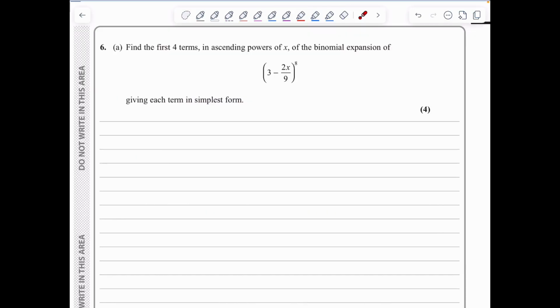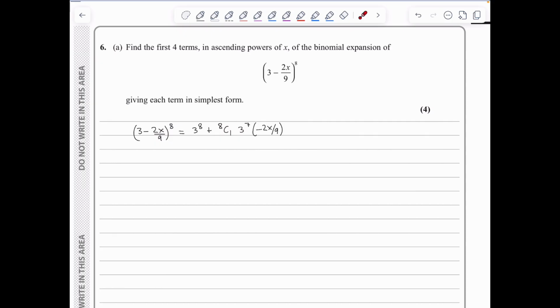In 6a, we are asked to find the first 4 terms in ascending powers of x of the binomial expansion of (3 minus 2x over 9) to the power of 8, giving each term in its simplest form. So we're starting with (3 minus 2x over 9), all raised to the power of 8. So we start with 3 to the power of 8, plus 8 choose 1, and we've got 3 to the power of 7 times minus 2x over 9.